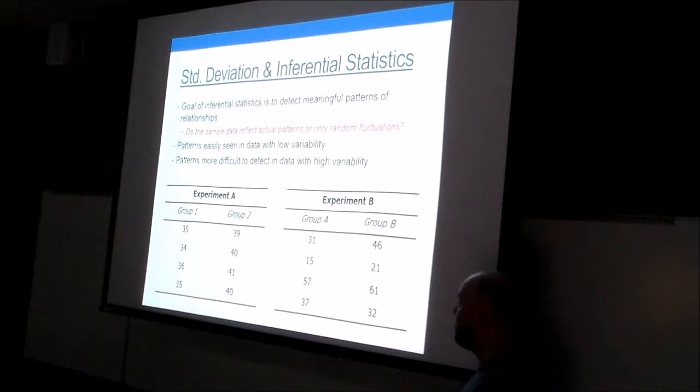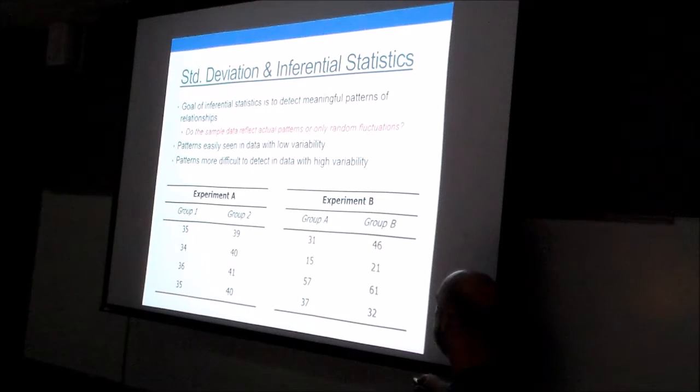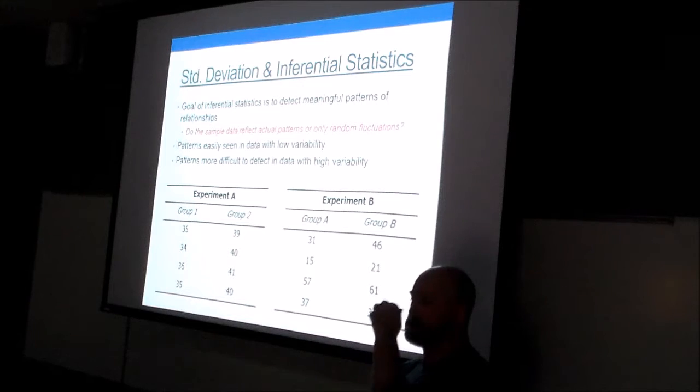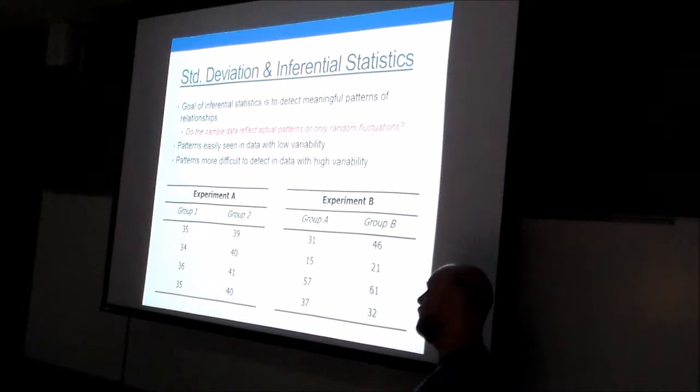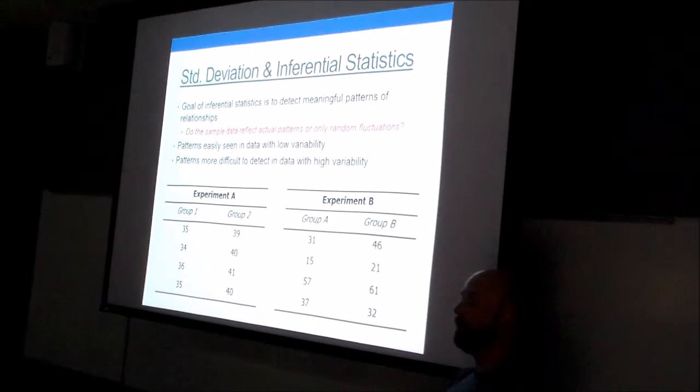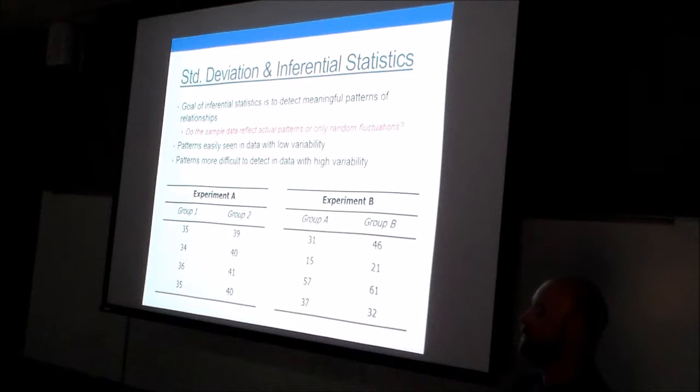Okay. So for example, if we've got 2 experiments. In experiment A, we've got scores for group 1, we've got scores for group 2. Experiment B, we've got group A, and we've got group B. Which one of these sets, experiment A or experiment B, are we seeing more variability in our scores?